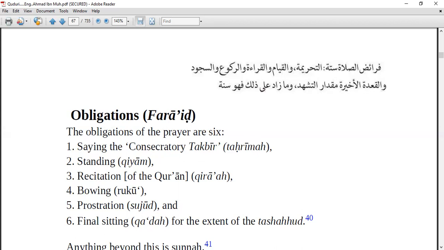The fifth farz that you have is sujood, to make the sajda. And the same verse asks us to make sajda. And what is sujood? Sujood means waz'u al-jabha al-ard, that is to firmly place your forehead on the ground. So if you don't place your forehead, your sujood won't be complete.